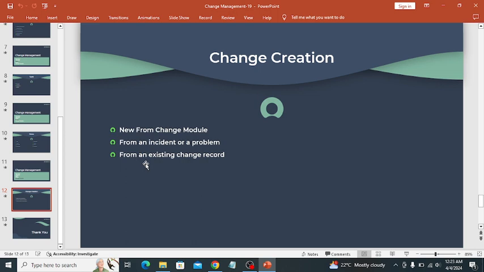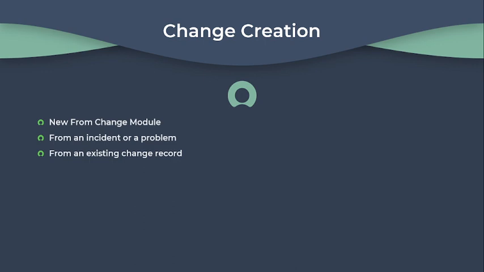Then the last is from an existing change record. If the administrator enabled the change request copy option, you can create a new change by copying an existing change record. Open the change record that you want to copy, click copy change. So in this way you can create from an existing change record.